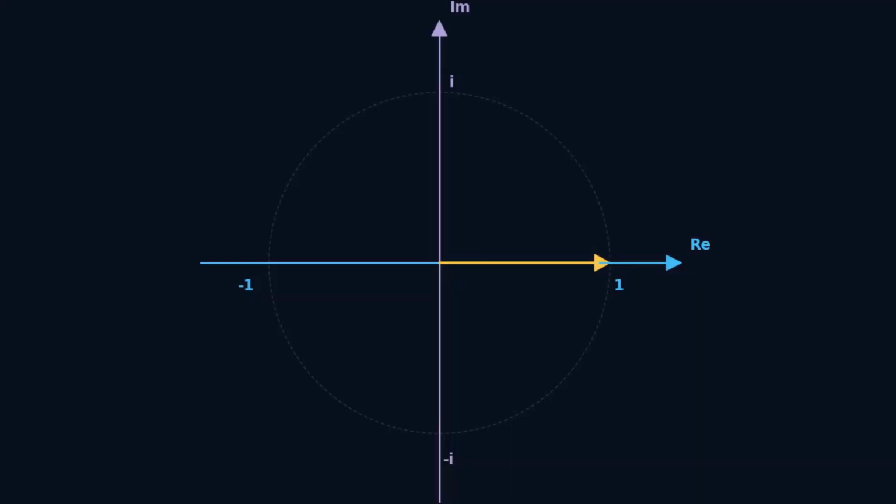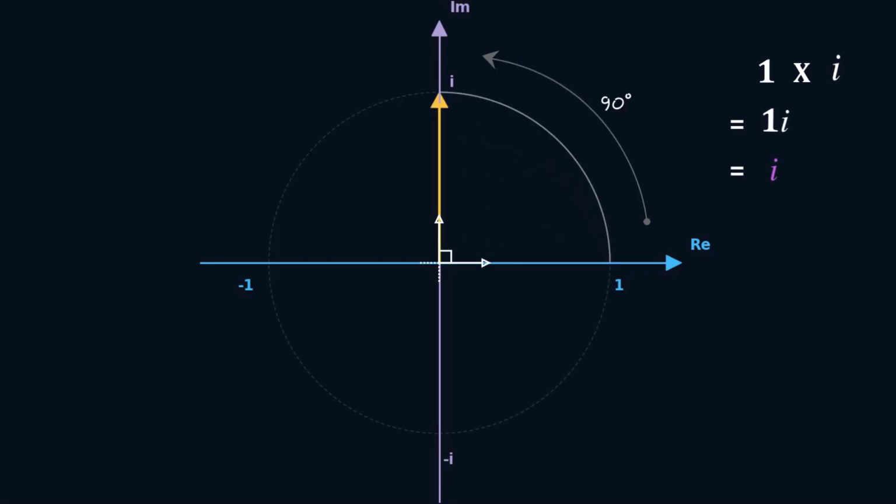Now, let's start at 1. Multiply 1 by i. We get i. The arrow moves from 1 to i, a 90-degree rotation. Now multiply i by i. We get i squared, which is negative 1. The arrow rotates another 90 degrees.